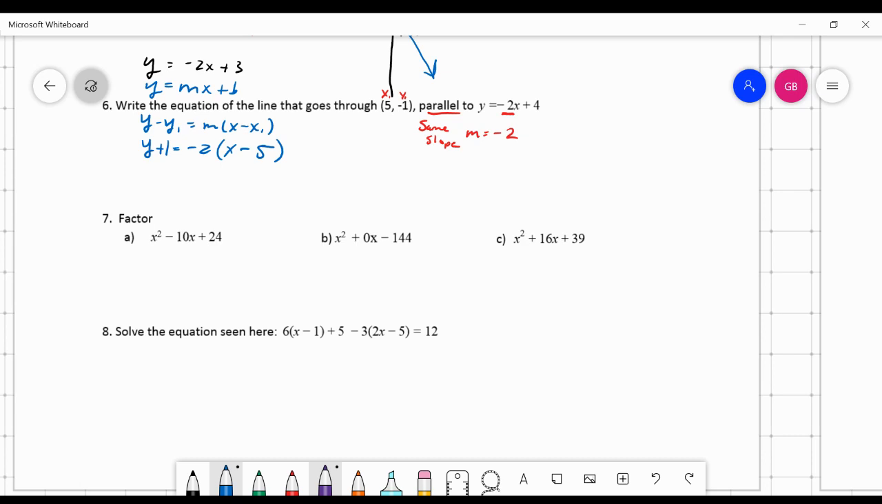Number 7, x squared minus 10x plus 24. We need to factor this. So I'm looking for numbers that multiply to the last term. I'm sorry, that add up to the middle term and multiply to the last term. So numbers that add up to -10 and multiply to 24.